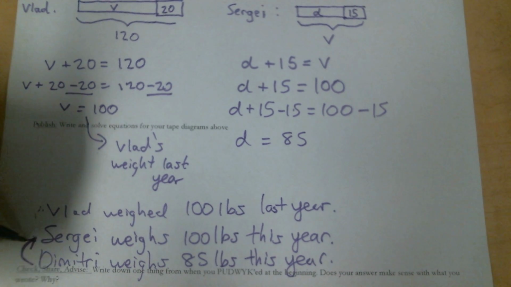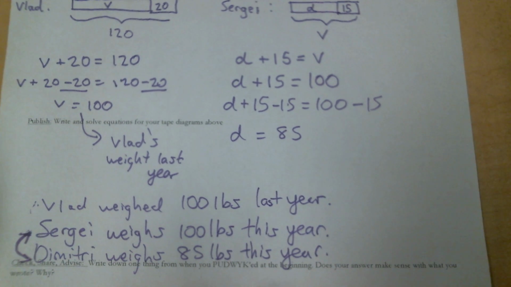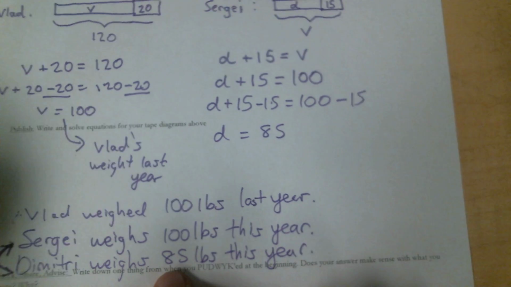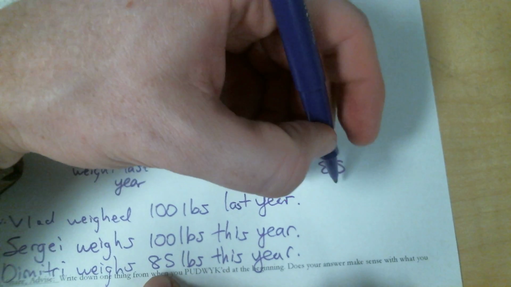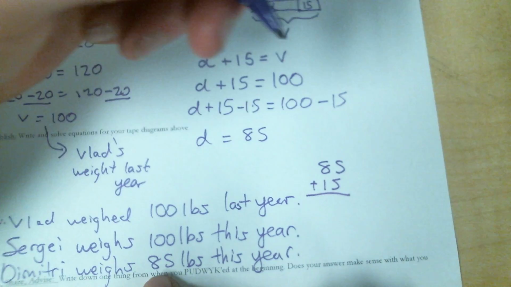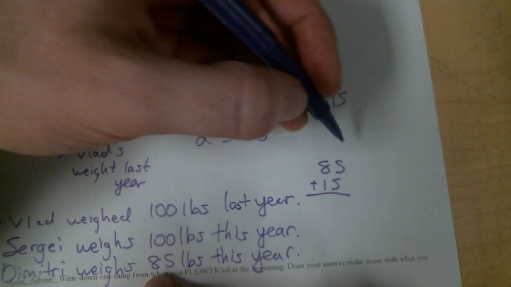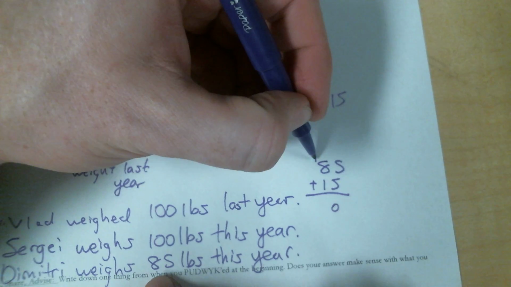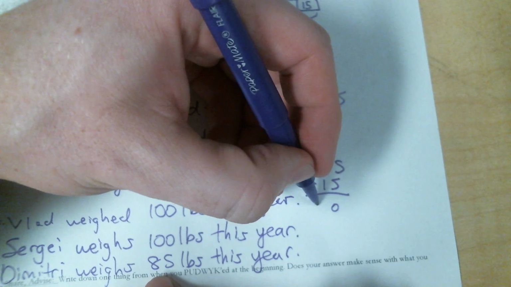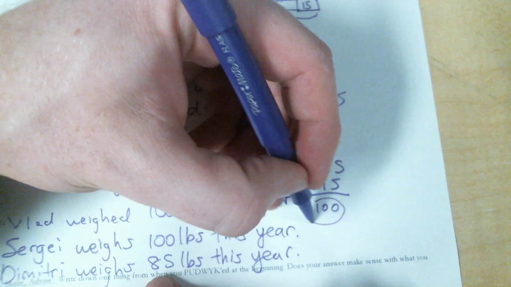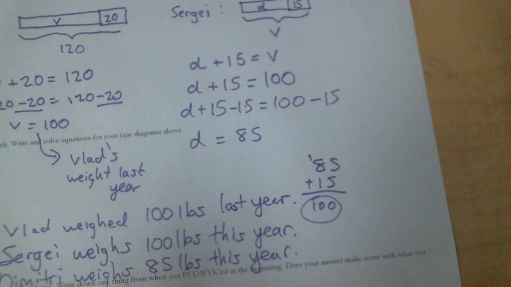And then finally, we know Sergey and Dmitry. We know Sergey needs to be 15 pounds heavier than Dmitry, right here. Well, I can check and make sure that's true. I can take 85 plus 15. And if I'm correct, I should get Sergey's weight. 5 and 5 is 10. 1 and 8 is 9. 9 and 1 is 10. So it checks out. So there's our answer for our first problem.